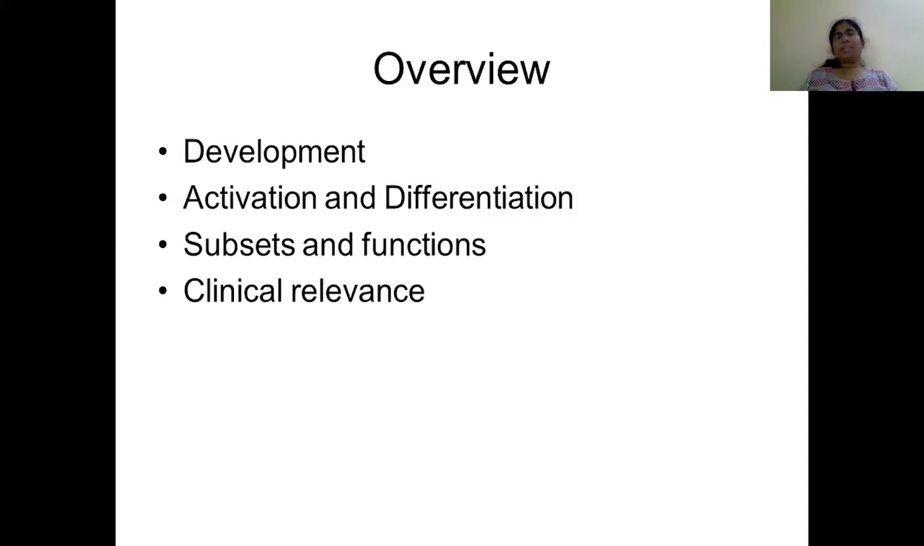First I'll discuss T cells, and I'll be discussing the development, activation and differentiation of T cells, because that is the main thing which drives the function of T cells later during any immunological insult. Then we'll touch upon subsets and functions, and hand in hand we'll talk about clinical relevance of each subset.